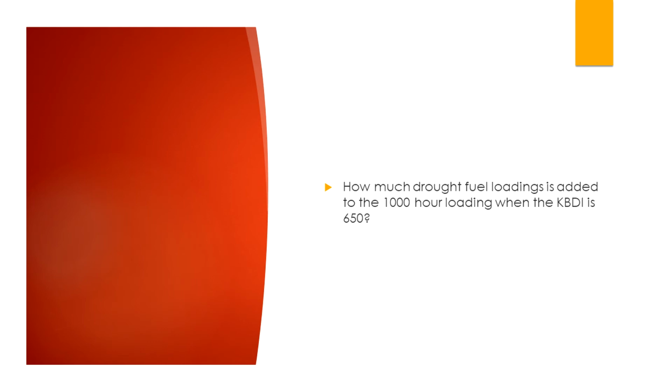So it'd be, we do that, so let's see. 5 divided by 700 is the drought unit. What that drought unit means is for every 1 point change in KBDI, we add that much total loading to the fuel model. So when you go above 100, it's 5 divided by 700. So if you do that, let's do this real quick. So it's 550 times 5 divided by 700.